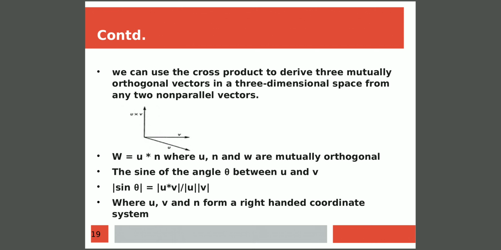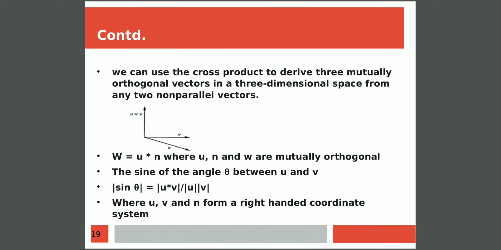Initially we considered two non-parallel vectors u and v. Using these we have obtained three mutually orthogonal vectors. Those are u, the second one n, which is u cross v, and the third one w, which is u cross n. These are the three mutually orthogonal vectors.